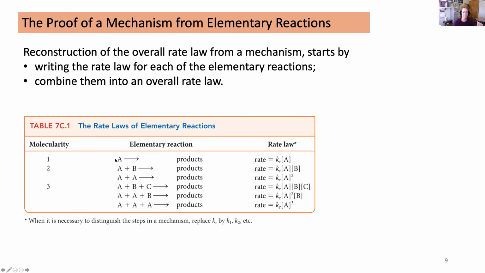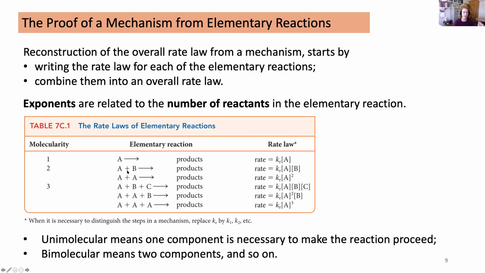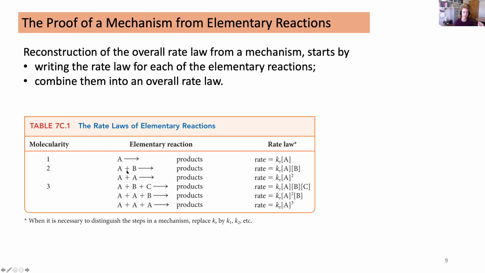So if I have A going to products, that's a molecularity of 1. The rate is going to be equal to the rate constant times the concentration of A. If I have a bimolecular reaction, I can either have reagent A reacting with reagent B to form products, or reagent A reacting with reagent A to form products. And so these give you kind of a different rate law.